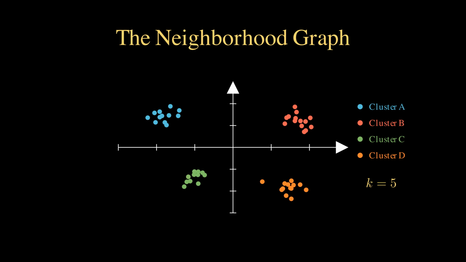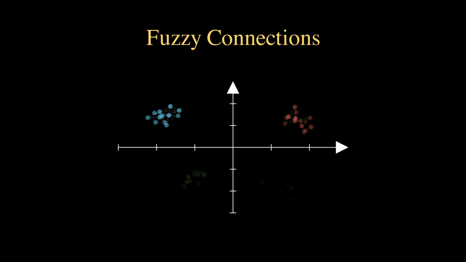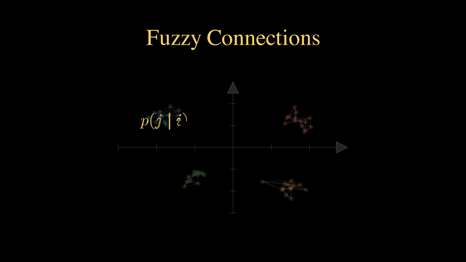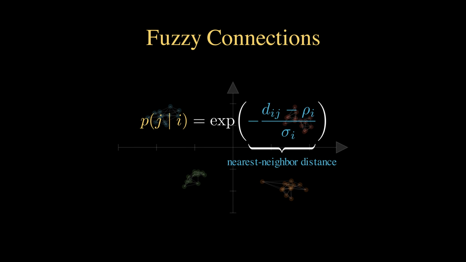Build a full graph and look at the pattern. Dense within clusters, sparse between. Not all neighbors are equally close. UMAP captures this with a membership function, the strength P of j given i drops off exponentially with distance. Rho is the nearest neighbor distance, so the closest neighbor always gets membership 1.